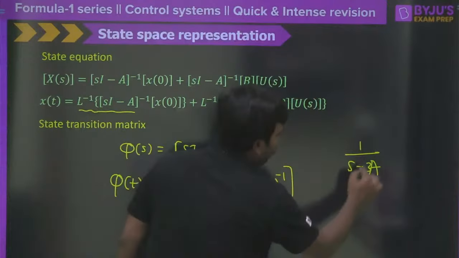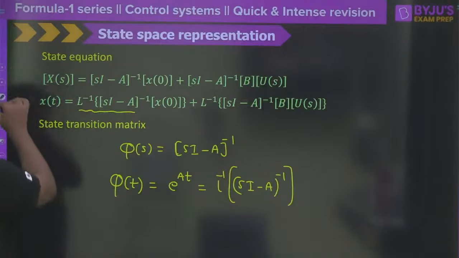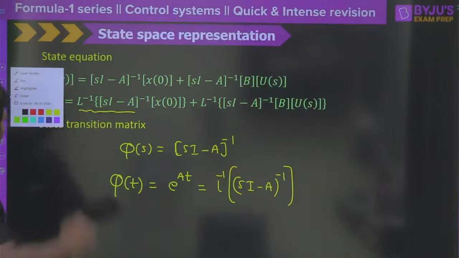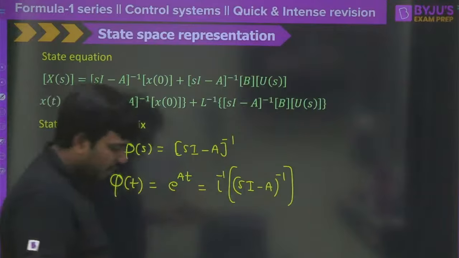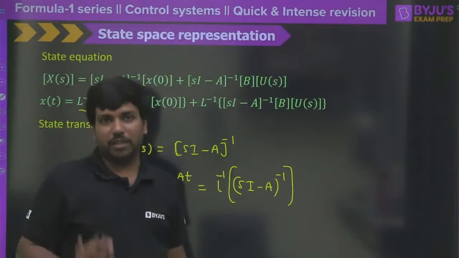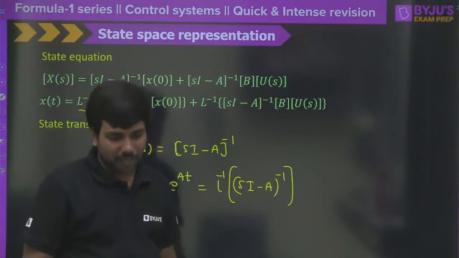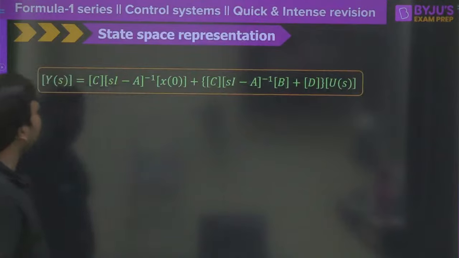And there are so many properties associated with the state transition matrix. But again, I am saying that rather than remembering all the properties, even in the exam, if they give the question and you know the basics, you can solve that question. Try to address the basics, then it is easy to solve. Clear? Now moving ahead to the transfer function.